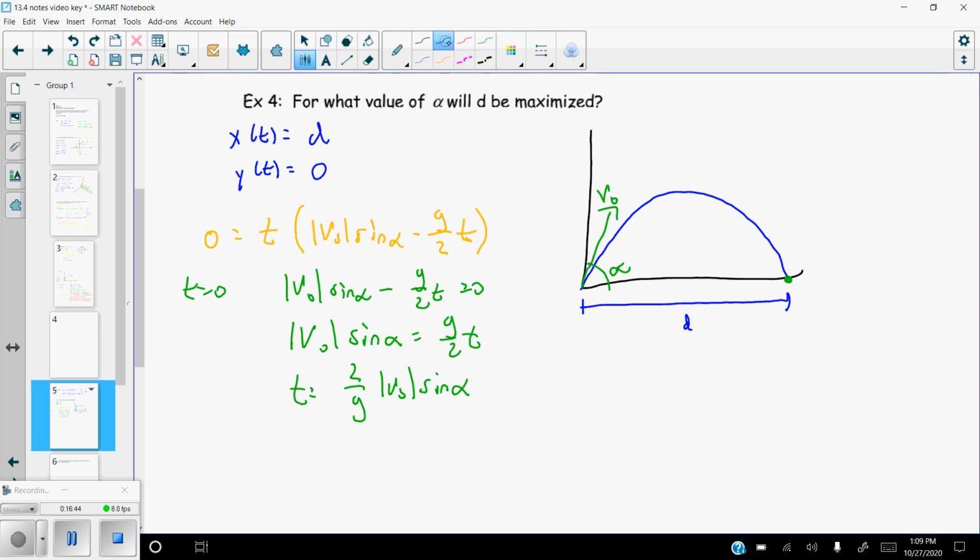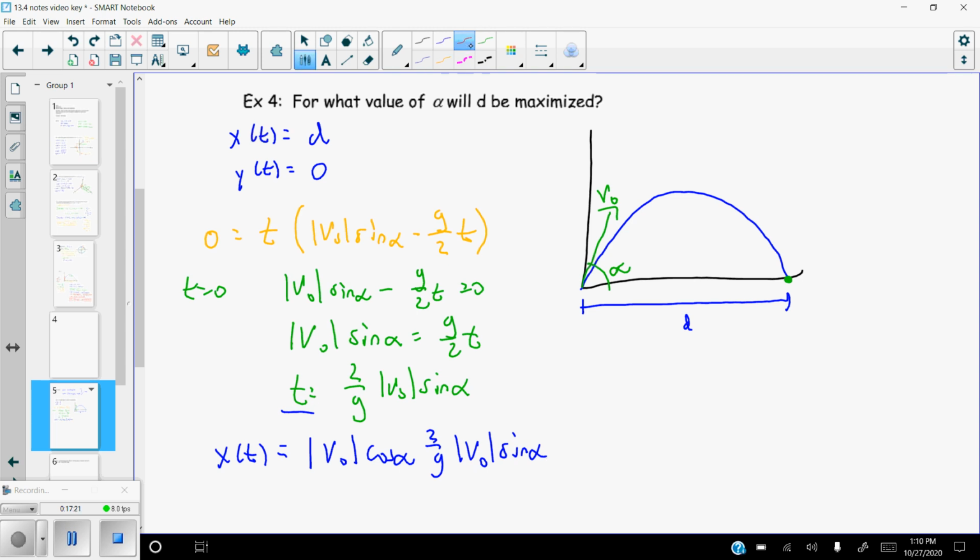And I know that x of t, which is our distance, is going to be magnitude of the initial velocity cosine of alpha times t. But I'm going to replace the t. So normally we would have a t here, but I'm going to replace that t with this, because that is t. So it's 2 over g, magnitude of the initial velocity, sine of alpha.